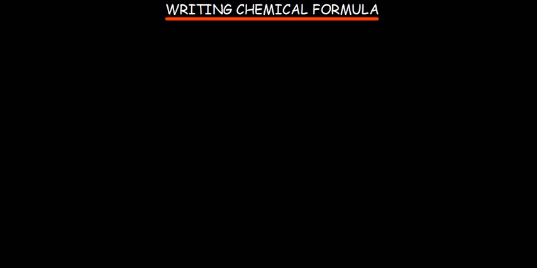We'll talk about how to write chemical formulas and how to balance equations if you've been given a word equation. The first thing in writing a chemical formula is you need to know what we call a valency. A valency is just the combining power of an element.